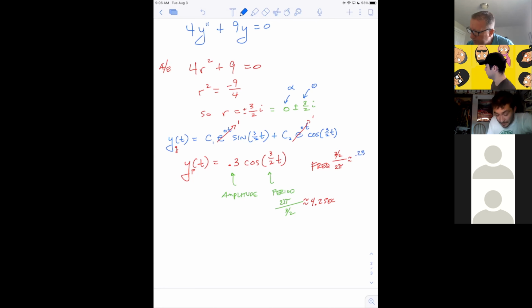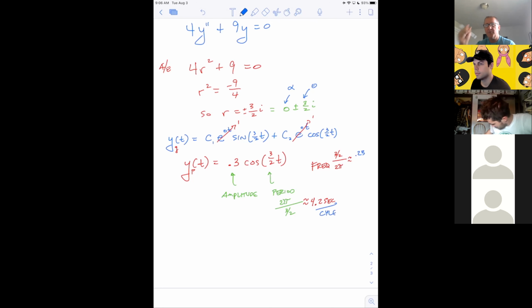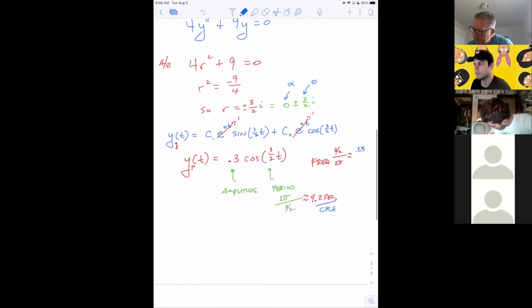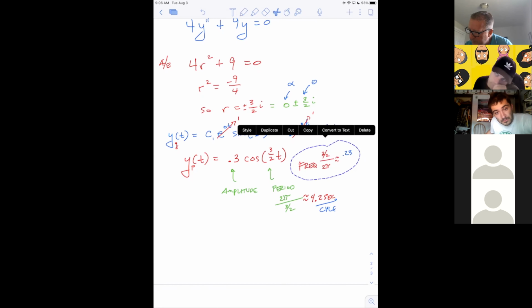So 0.23. What would the unit for that be? So this is actually seconds per cycle. If you think about it, like, what do you mean seconds? Well, it's seconds for it to go all the way in one cycle. This 0.23 over here then is actually cycles per second. And that's what frequency means.